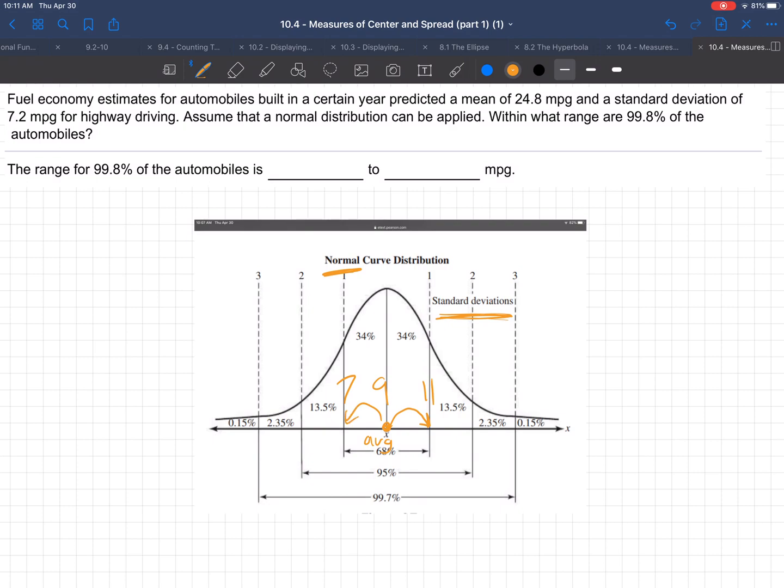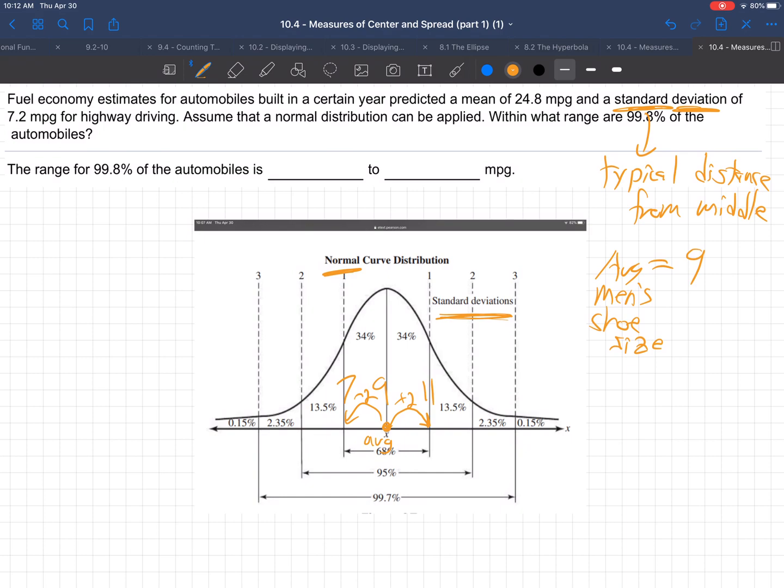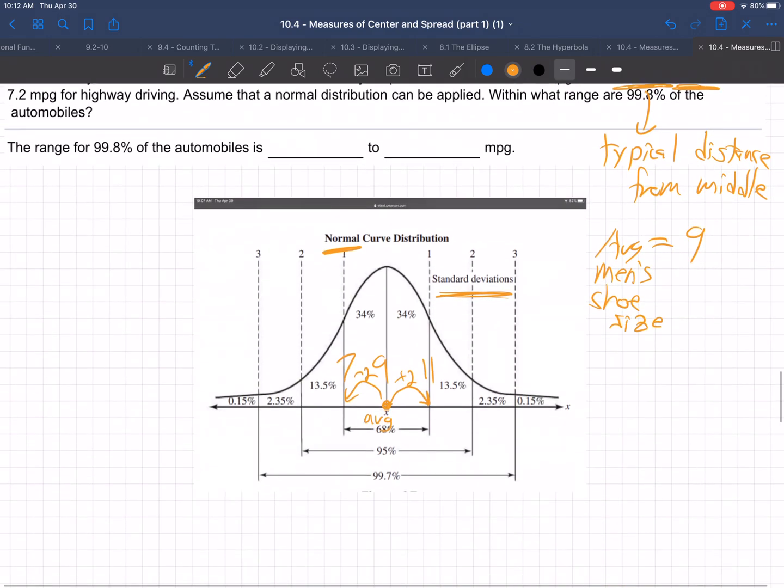If that's the standard deviation, I'm totally guessing, plus 2 and minus 2, remember what standard deviation means. Standard is typical distance from the middle. Meaning, maybe for men, the average shoe size is 9. I'm totally guessing. I have no idea. You could type into Google probably and find the average man's shoe size in the United States and get a number more accurate than I'm giving you. But let's say it's 9.